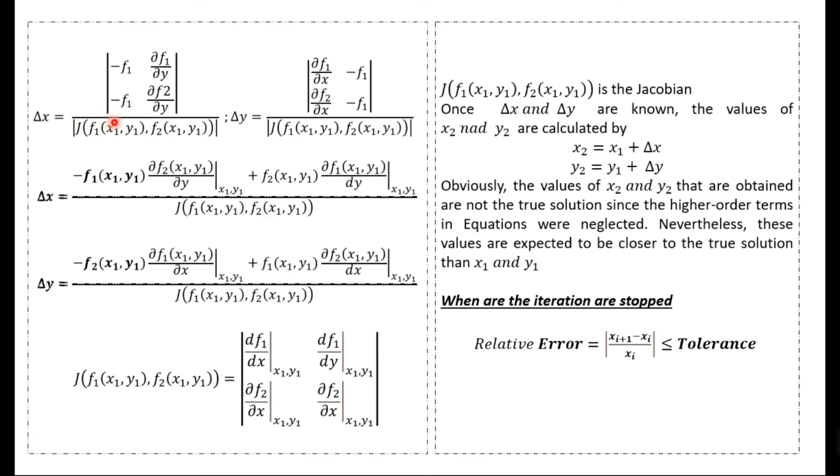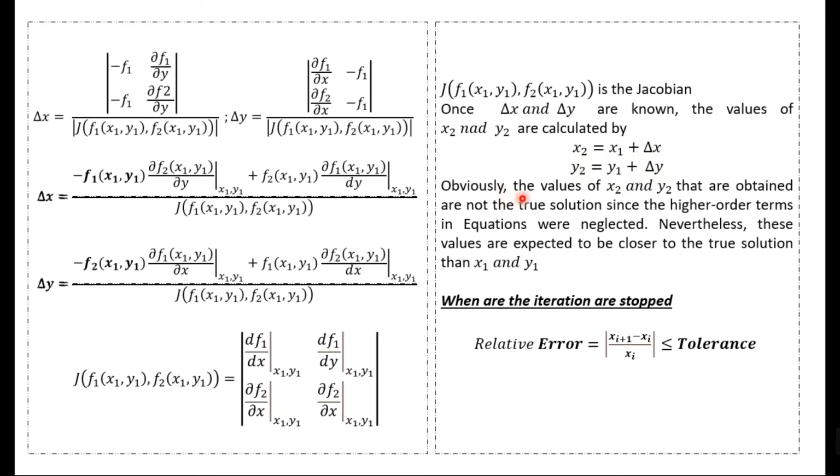So del x is equal to this one and del y is equal to this one, and after some simplification we get del x and del y, where these are the determinants of the Jacobian matrix, that is J is a function of f1 and f2. J of f1 and f2 is the Jacobian matrix. Once del x and del y are known, the values of x2 and y2 are calculated by using this formula, and this is the Newton formula.